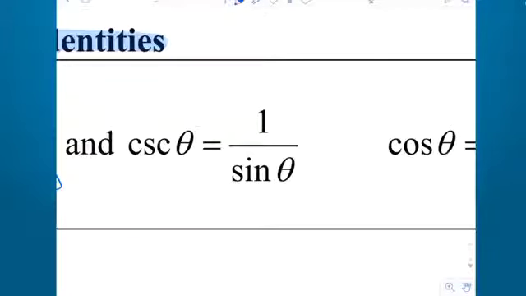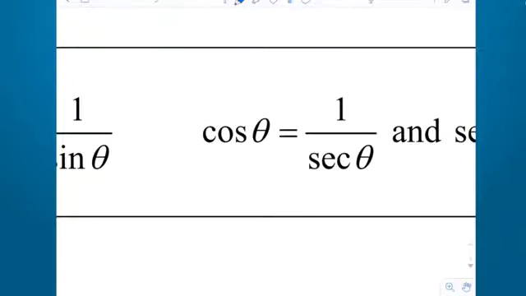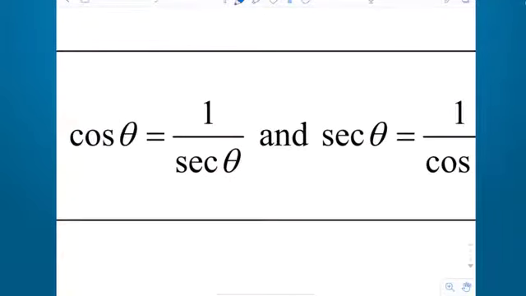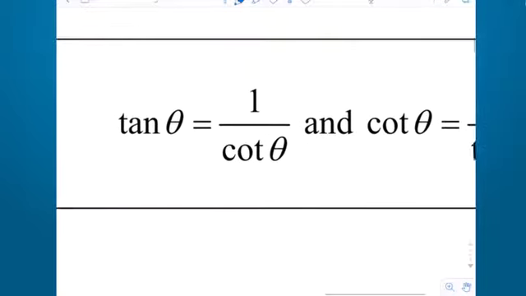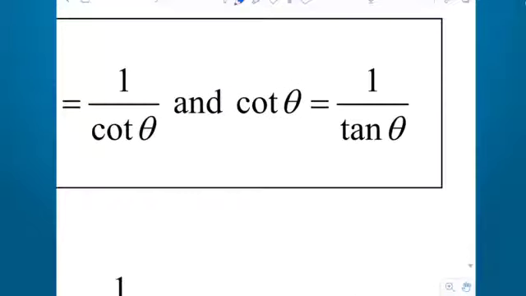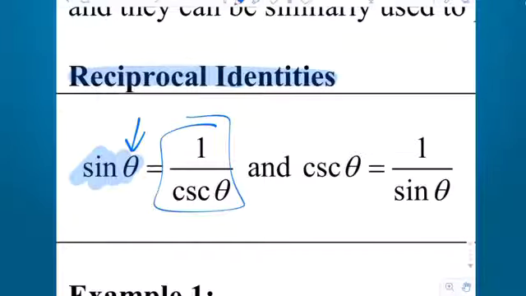All right, so help me out with this one. Cosine of theta is equal to what? 1 over secant of theta. And similarly, secant of theta is 1 over cosine of theta. Tangent and cotangent are reciprocal, so tangent's 1 over cotangent, and cotangent is 1 over tangent. So there you go. Those are called the reciprocal identities. Memorize them if you haven't already.